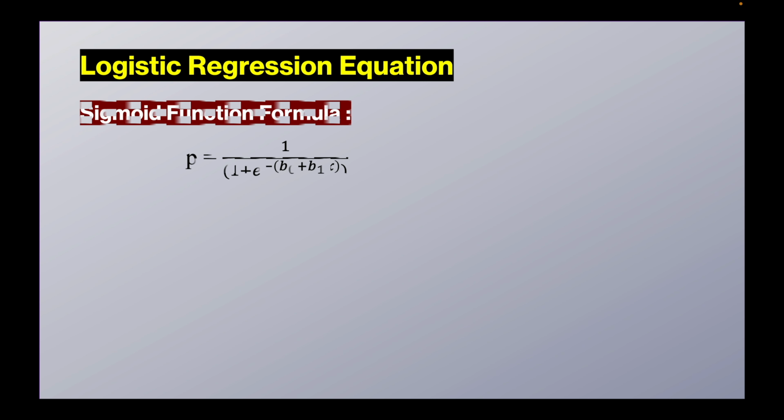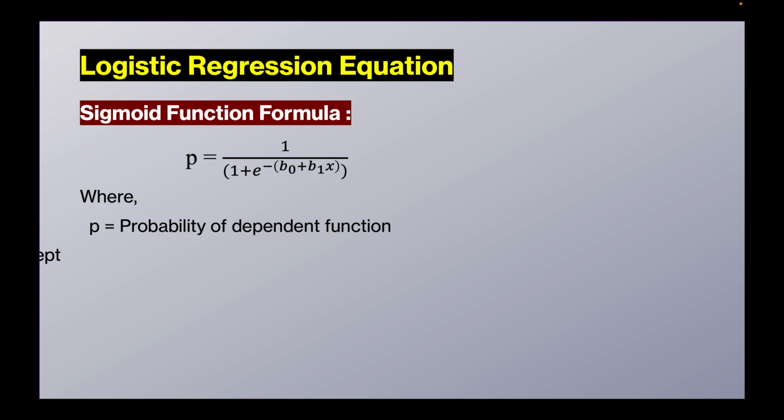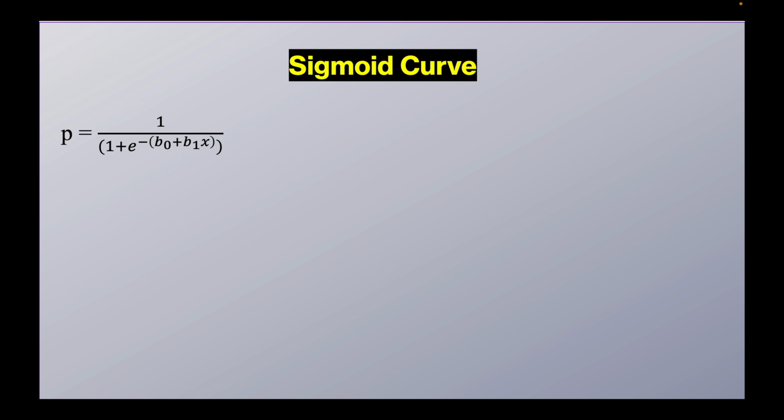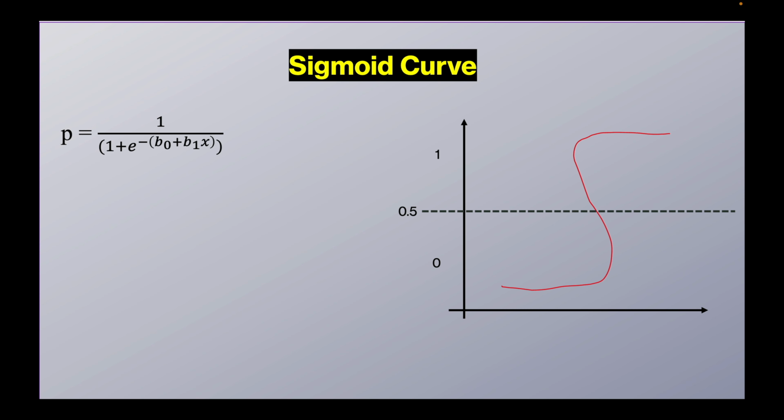Logistic regression equation. So this is the formula of the sigmoid function, where p is the probability of the dependent variable, b0 is the intercept, b1 is the coefficient, e is the base of the natural logarithm, x is the independent variable. So if we plot this logistic regression equation, we will get an S curve. This is called the sigmoid curve. You can see the logistic regression function returns only values between 0 and 1 for the dependent variable.